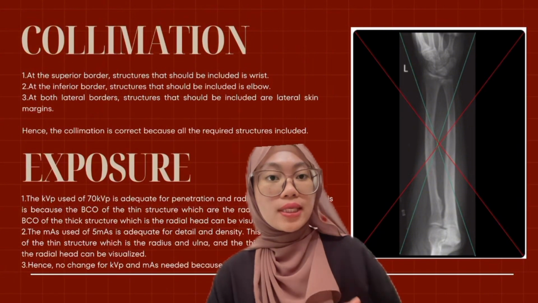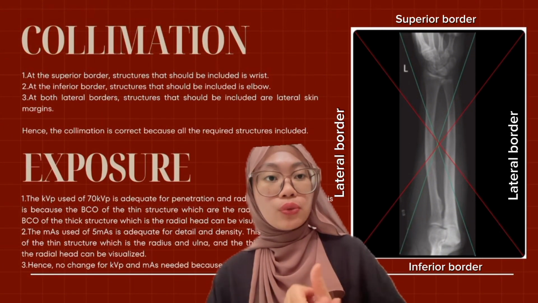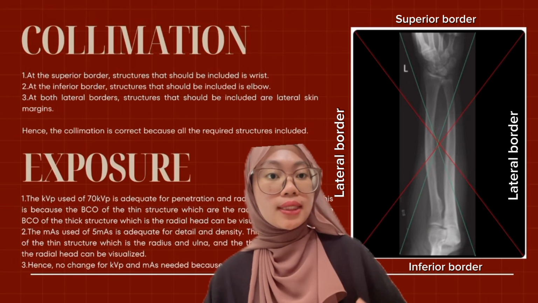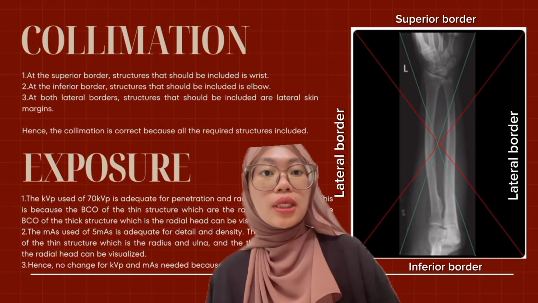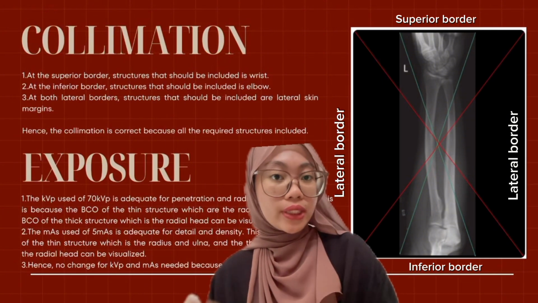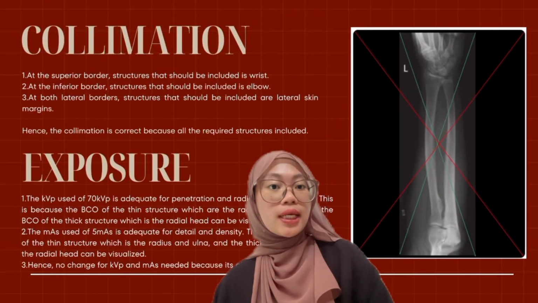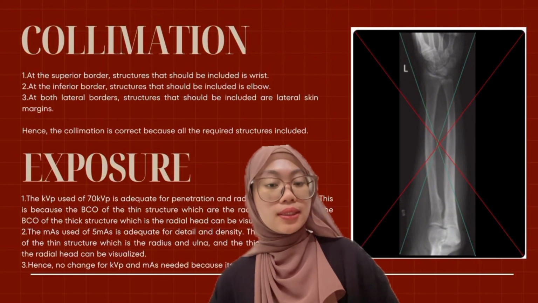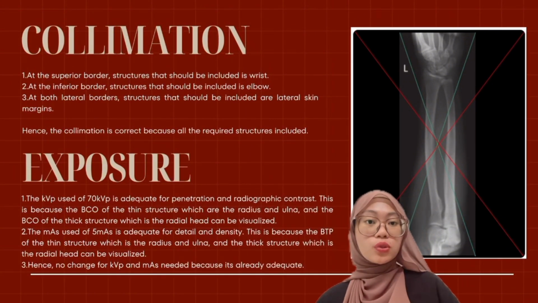If you can see on the image, at the superior border it includes the wrist, at the inferior border the elbow is included, and at both lateral borders the skin margin is also included. Hence, the collimation is correct because all the required structures are visible on the image. Last but not least is the exposure.